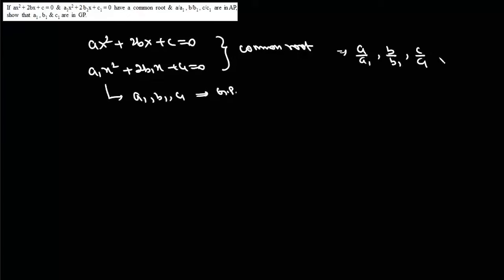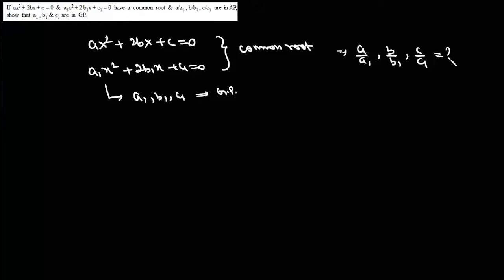In most of the exams you'll find this question the other way around. So what generally they do is they'll give you this equation ax square plus 2bx plus c equals 0, and this other equation a1x square plus 2b1x plus c1 equals 0, and then they'll say they have a common root, and then they'll give the condition that a1, b1, c1 are in GP, and then they'll ask you to find what a upon a1, b upon b1, and c upon c1 are in.